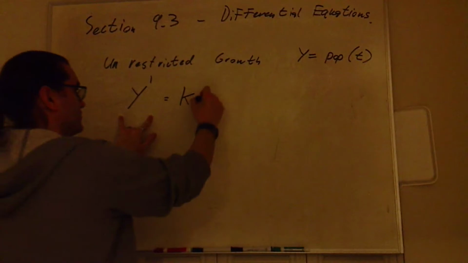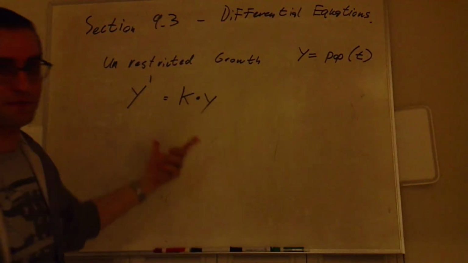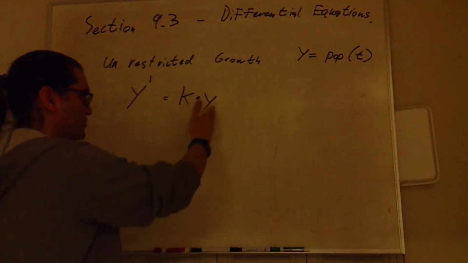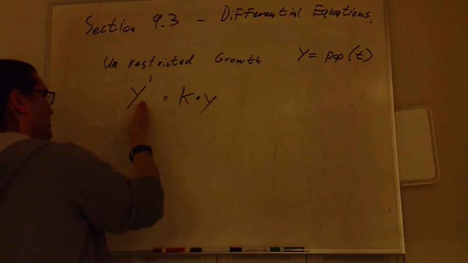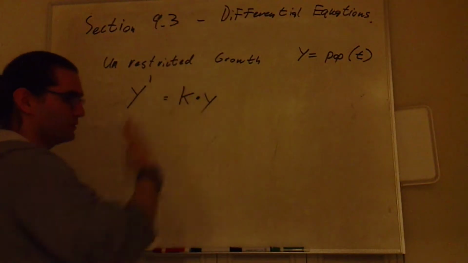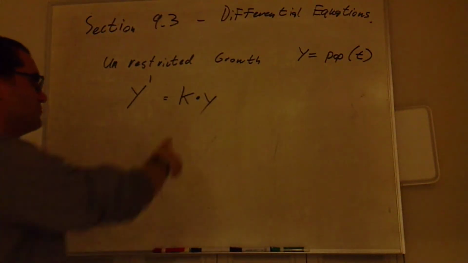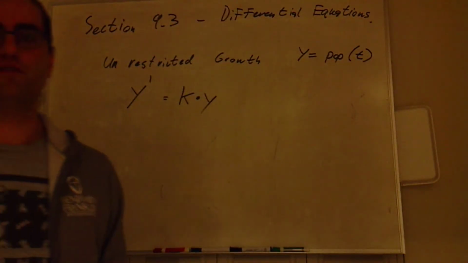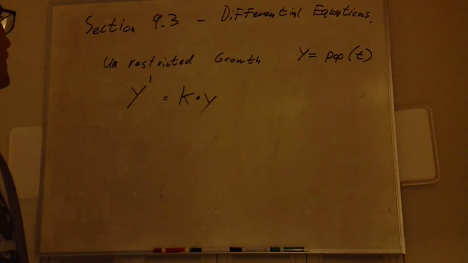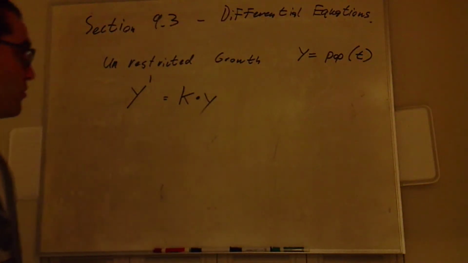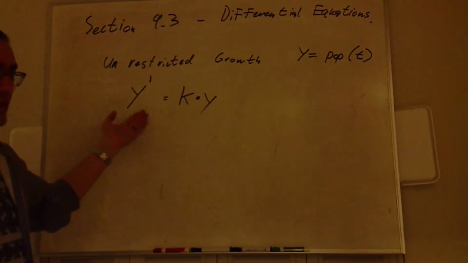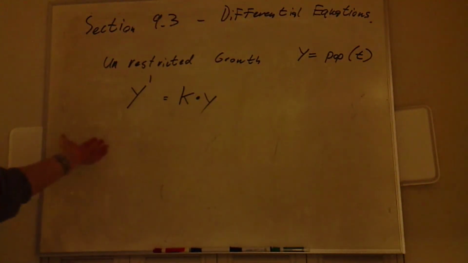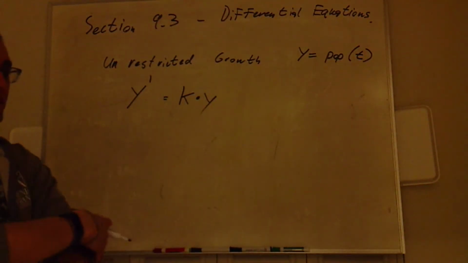Proportional means a constant multiple times y, and y is our population function. So if you start with 200 bacteria, you're going to get a rate of growth that is some multiple of 200. Probably this will be some fraction. And if you start with 100, your growth will be half of that. If you start with 400, your growth will be twice as many. This is a very standard relationship.